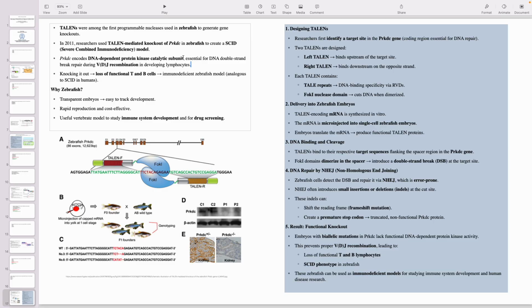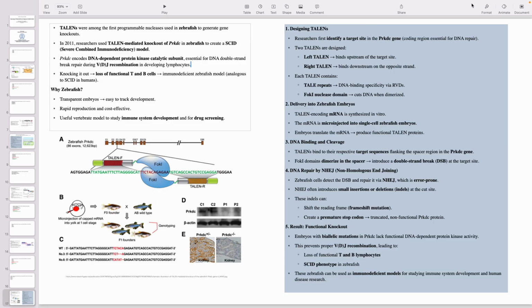Knocking out this gene leads to the loss of functional T cells and B cells, and this zebrafish served as the immunodeficient zebrafish model, which is analogous to SCID in humans. It can be related to humans for studying immune system development or for drug screening. So how were the TALENs designed for the knockout of this PRKDC gene in zebrafish?